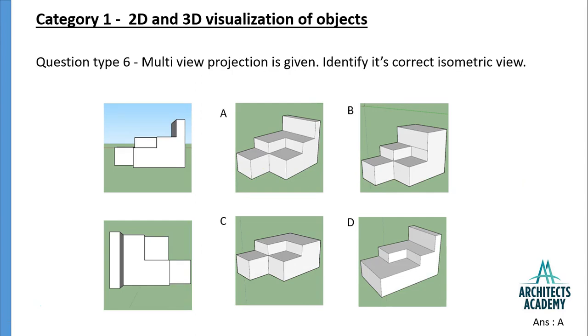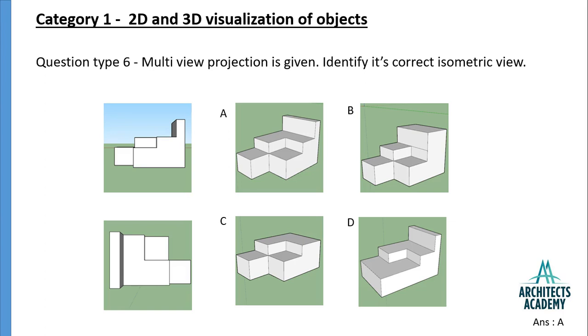Now question type 6, we are going to have the multi-view projection which is given to you. Now what is the meaning of multi-view projection? So in that case, it means that you are given a plan of the object and you are given a side view of the object. And you have to identify its correct isometric or 3D view.